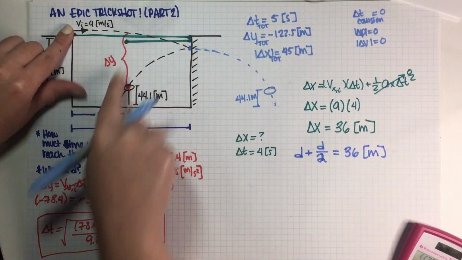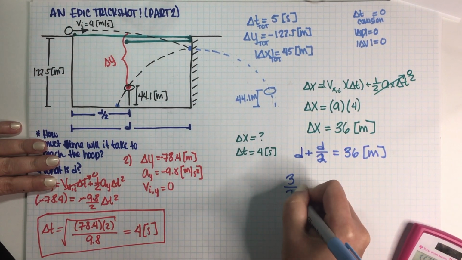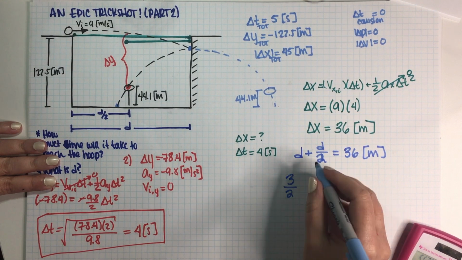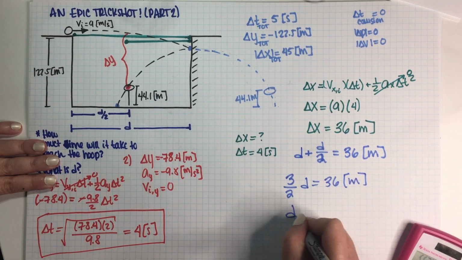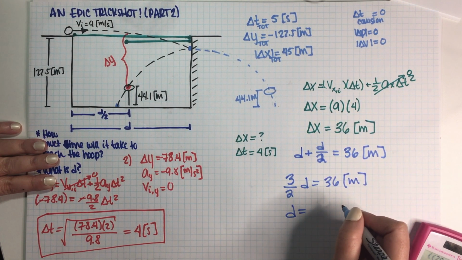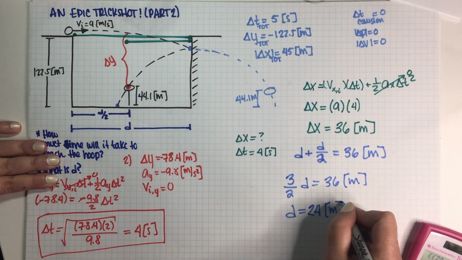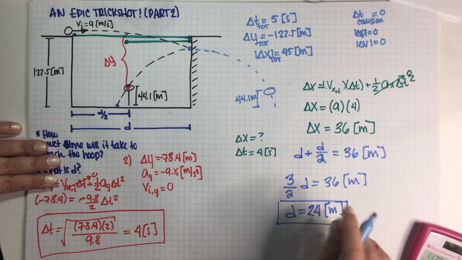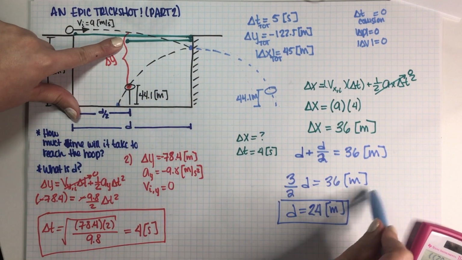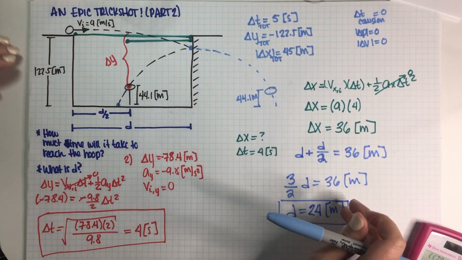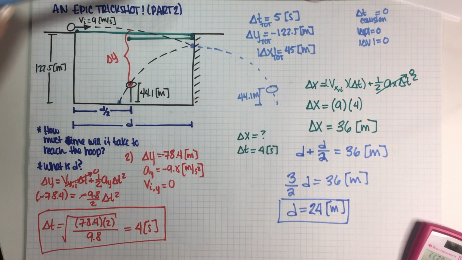It's a distance and a half of D. So 3/2 of D is equal to 36 meters, then D is equal to 2/3 of 36, that will be 24 meters. There we go. So it traveled 24 meters to the right and then 12 meters to the left, and that is how the total travel distance ended up being 36 meters. Alright, so this basically finishes the Dude Perfect problem.